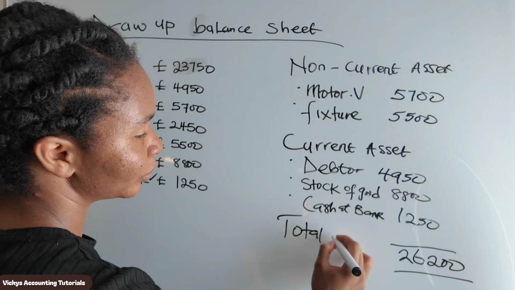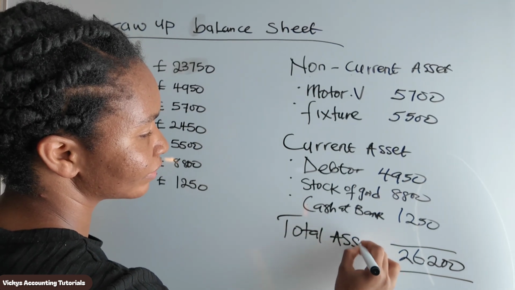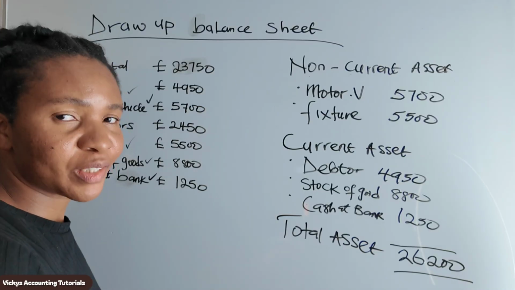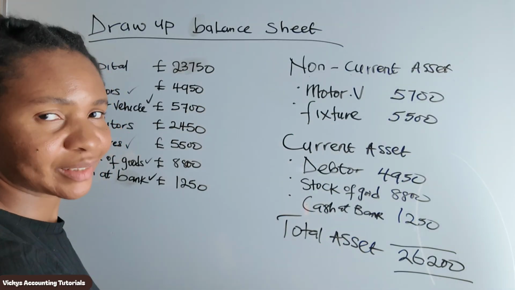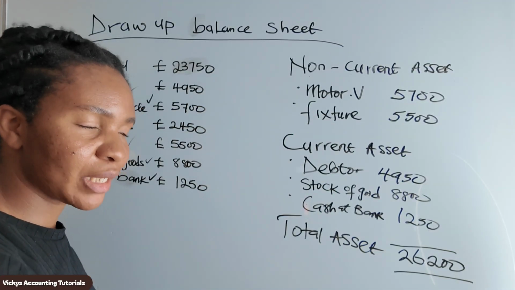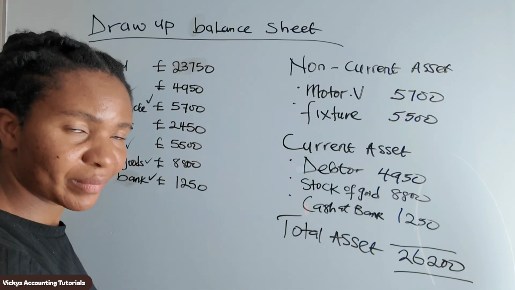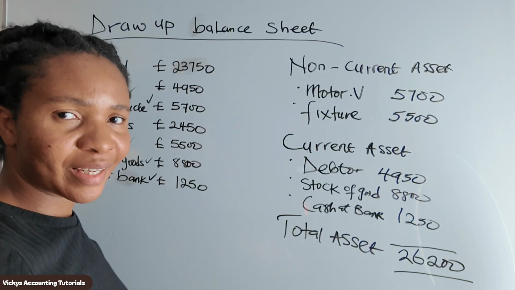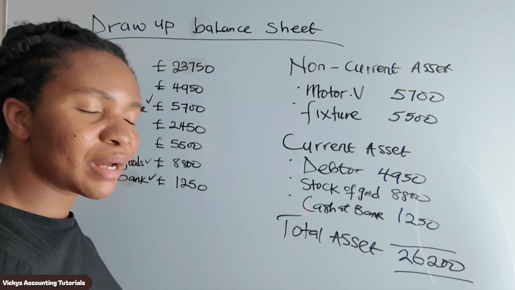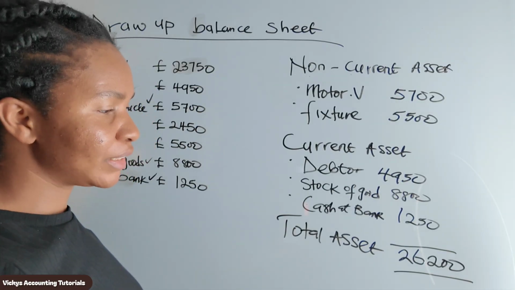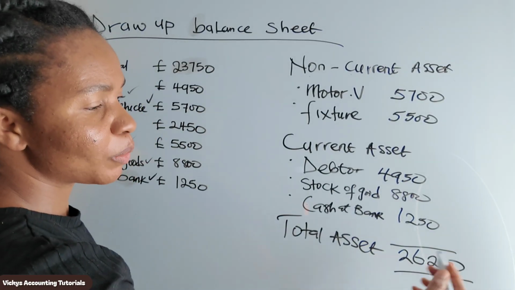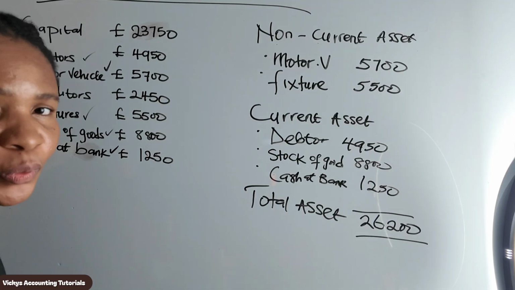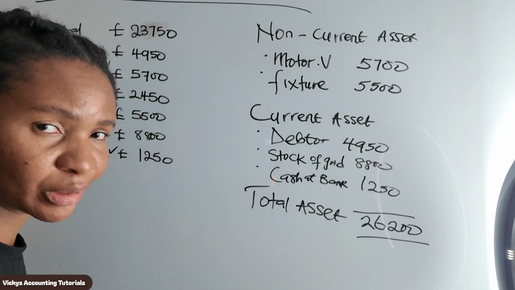We call it total assets. So the aim is, at the end of this video, our total assets must equal equity and liability. Okay, let's see if that's going to happen. We've already established what our total asset is. Let's see if we combine our equity and our liability, if it's going to sum up to this 26,200. Let's get going. So the next on the list is capital.